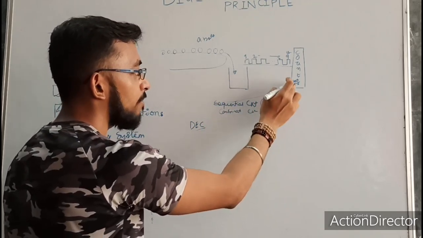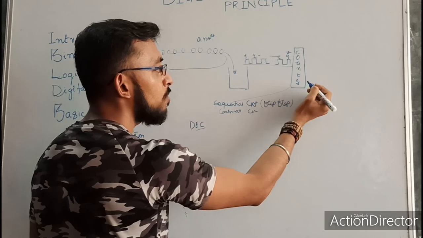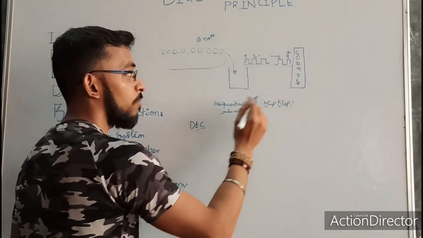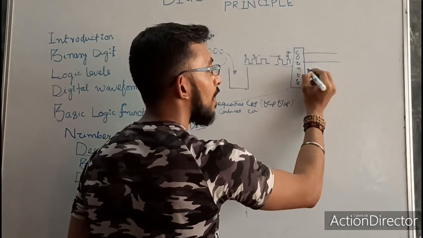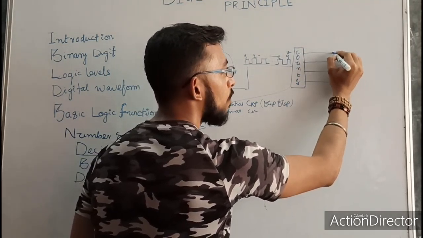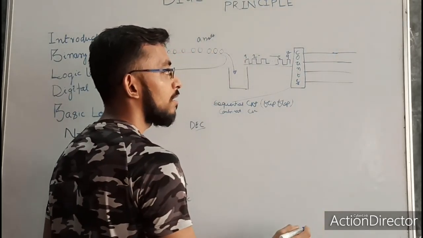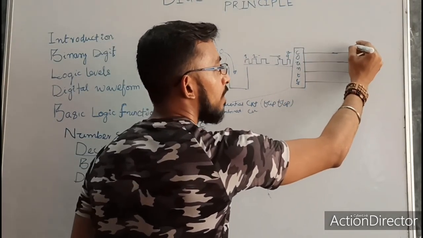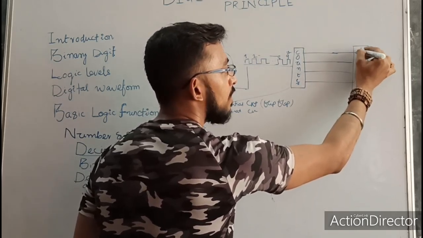Just for this example, I am telling you: a counter's function is to count the number of balls that are present, and the sequential output would provide that. There are four parallel paths connected over here. Across these parallel paths, our output will come, and after the parallel paths, a decoder is there.